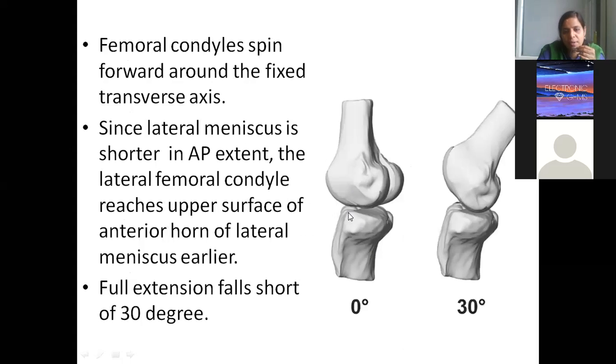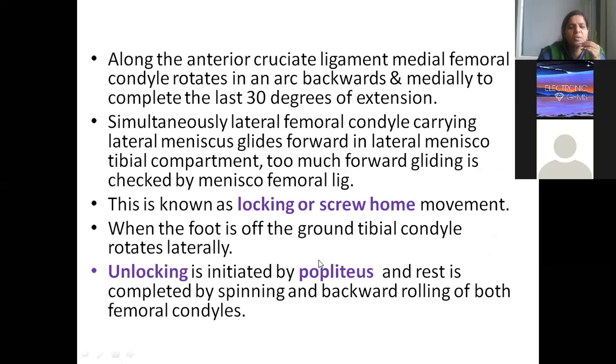Gradually the condyles, now this is the tibial tuberosity, you can see the condyles have rolled anteriorly and are now more congruent and closely situated towards the anterior horns of the meniscus. That is how you try to understand it. Actually, unlocking is important. Unlocking itself may be counted among the movements of the knee joint. What is this unlocking? While describing popliteus I told you, unlocking is initiated by popliteus.